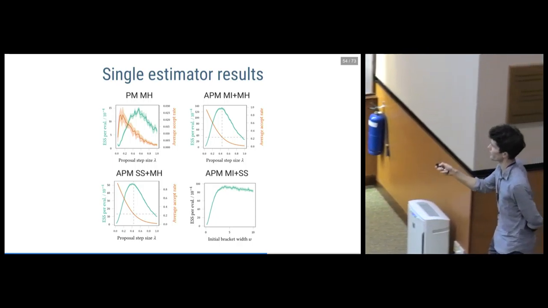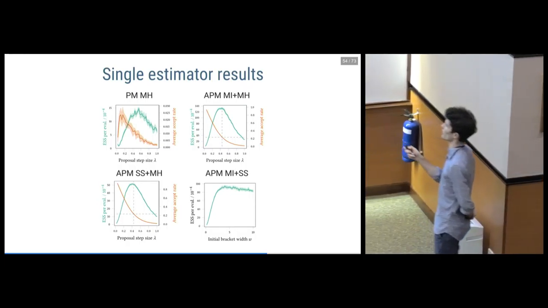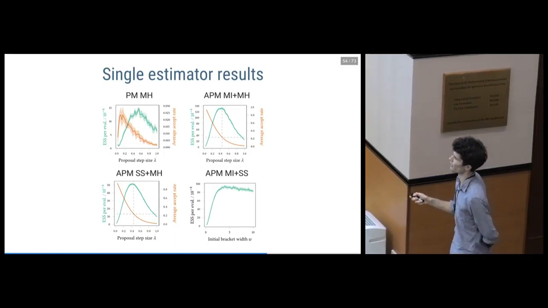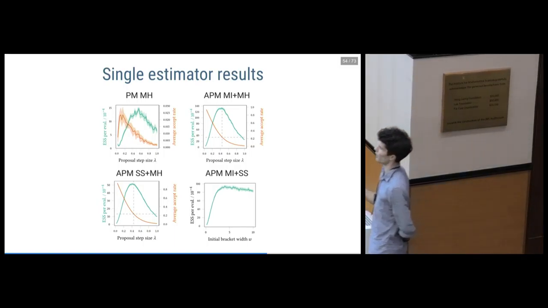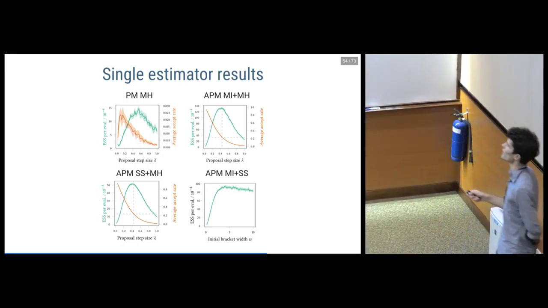And then finally, if we look at slice sampling in the Z space, this is a plot trying to highlight that idea of being relatively insensitive to that initial bracket width parameter. So here, we're scaling that over the range 0 to 10.